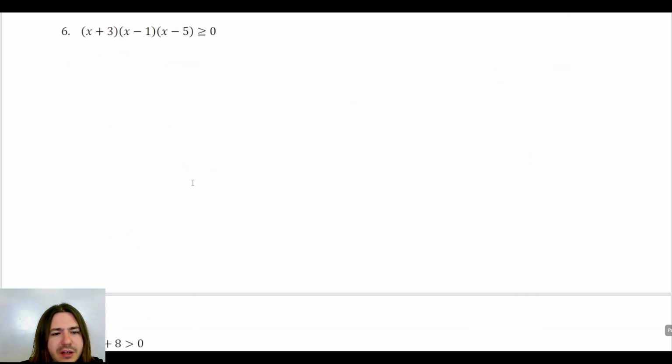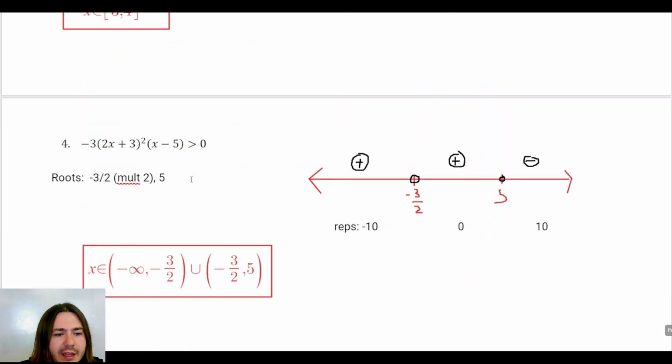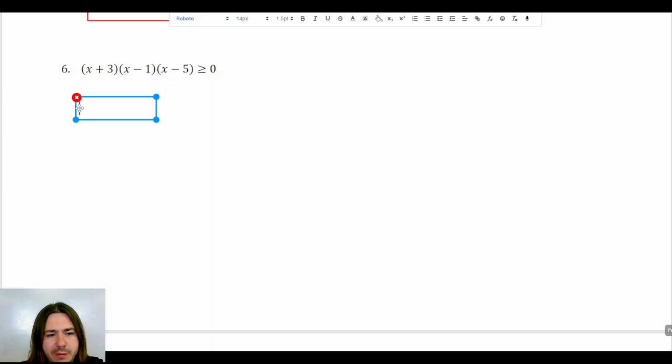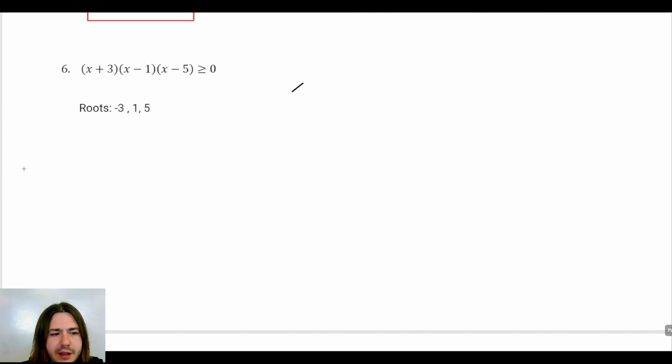Number 6 is also factored already, kind of like 4 was. I love seeing these because that just makes the whole process go that much faster. My roots here are going to be negative 3, 1, and 5. I'm going to create my number line diagram here, and I'm going to plot the roots on there. So I get negative 3, 1, and 5.